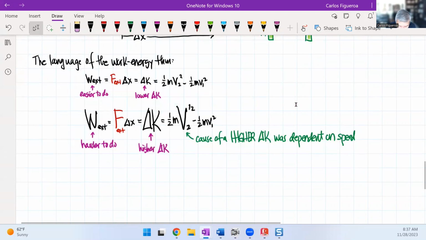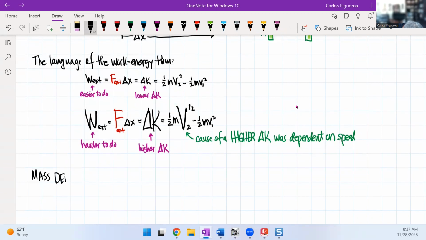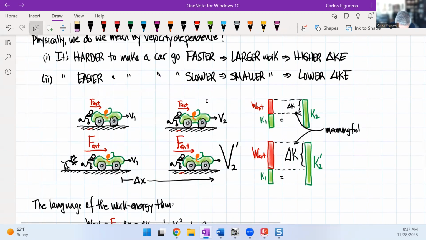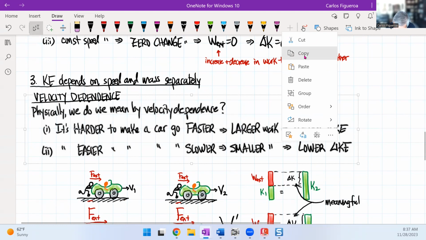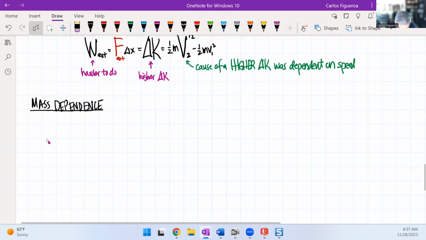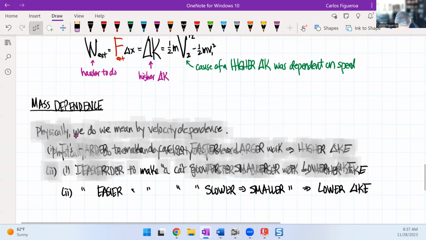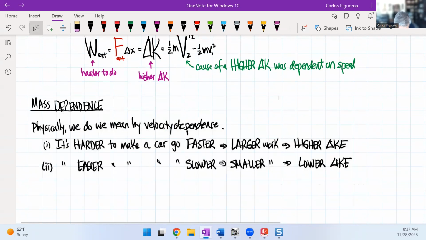Let's go to the mass dependence now. So again, look at this thing here. If I was to just copy this and bring it down, this is what we said with speed dependence, right? What does it mean to be velocity dependent?